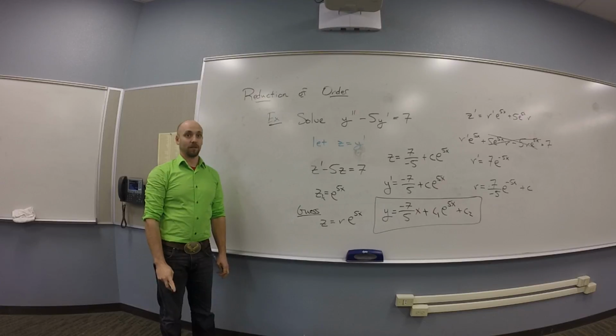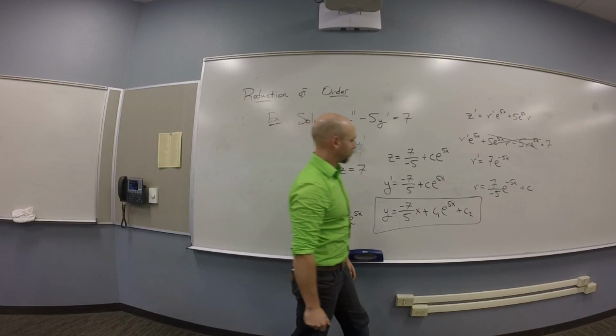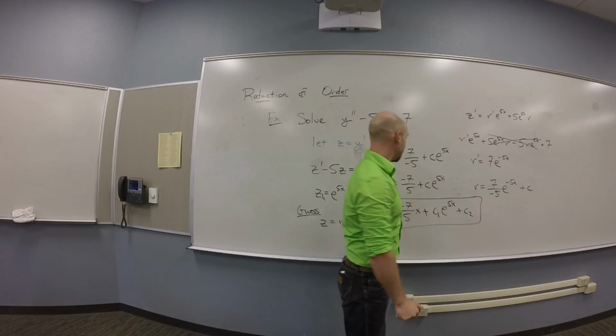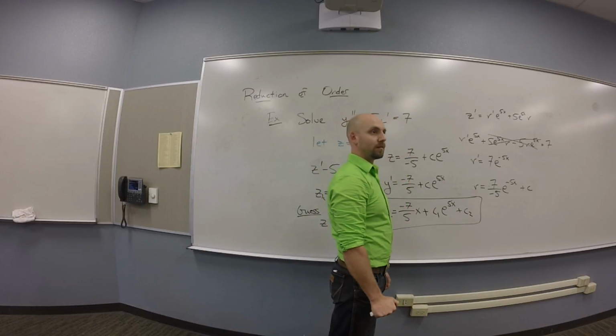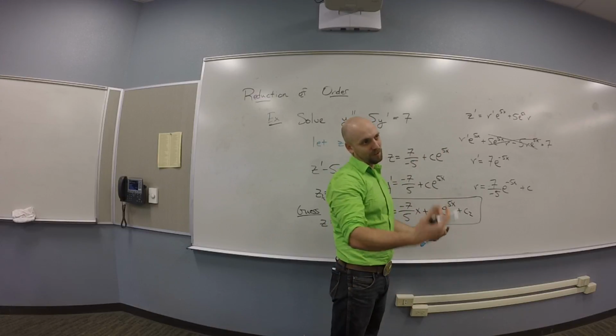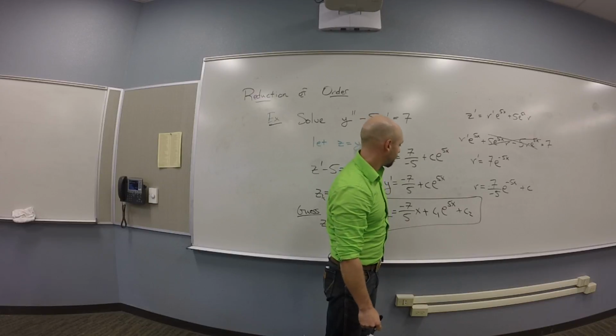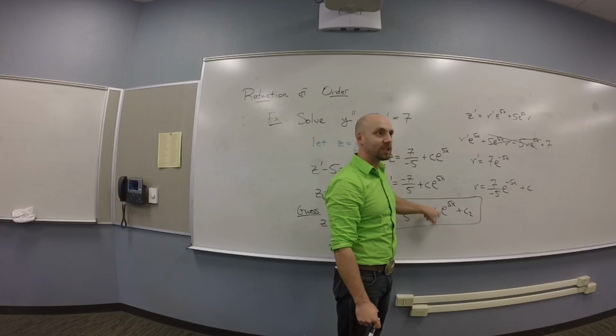Can't you just do, for c1, can't you just do c over 5x? Sure. No, c over 5 maybe. But yeah, I mean, it's an arbitrary constant. If you have an arbitrary constant, you divide by 5, who cares? Still an arbitrary constant. But yeah, certainly c1 is c over 5.